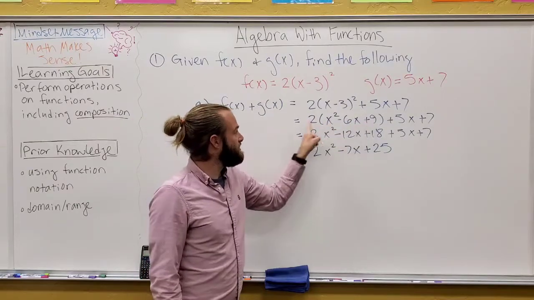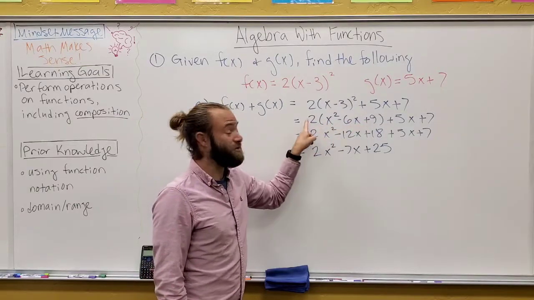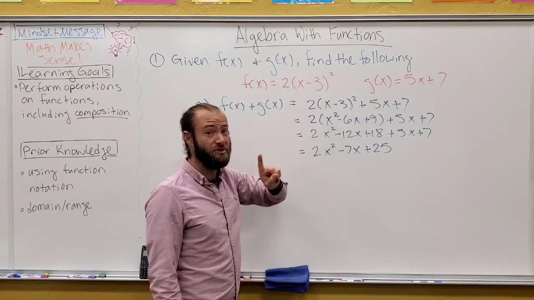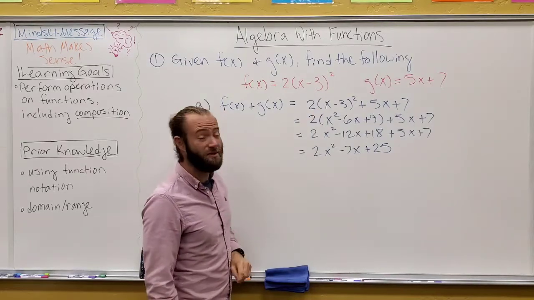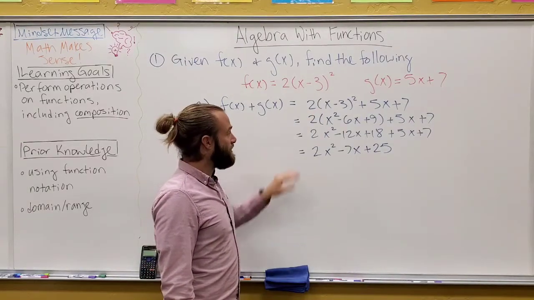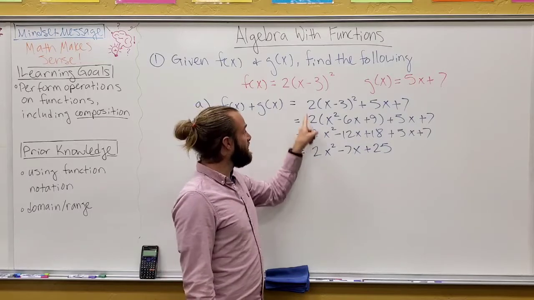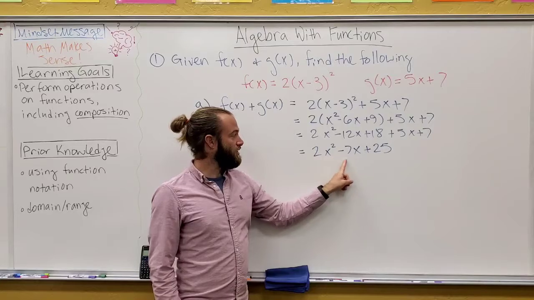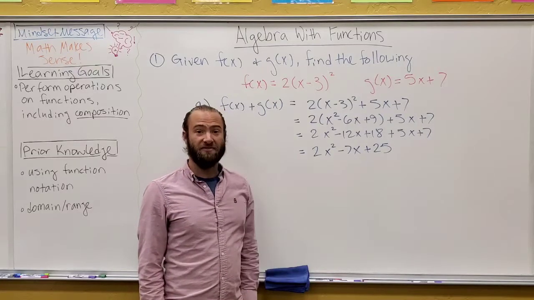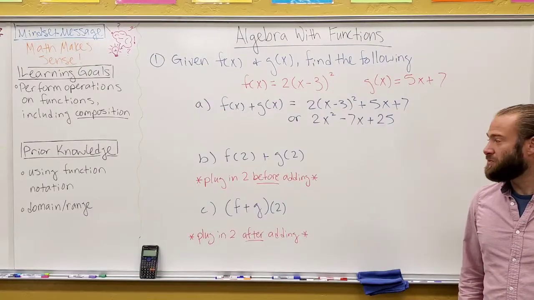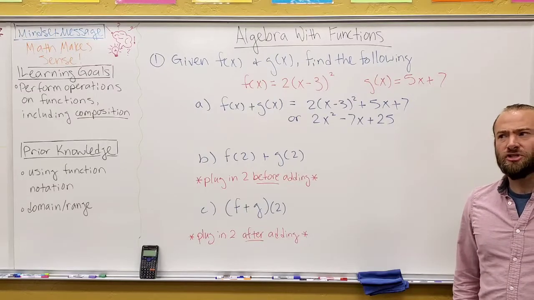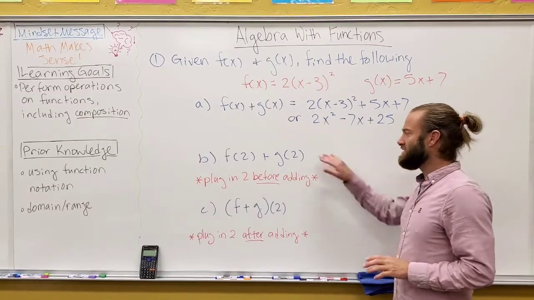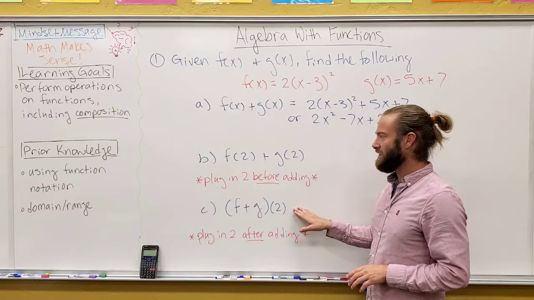We expanded this, and distribute the 2 in afterwards. Remember, you cannot distribute the 2 first. A couple of those things that people sometimes make mistakes on. And then we combine like terms. So in the end, in normal form, f of x plus g of x is 2x squared minus 7x plus 25. So the next two pieces here, I put these here just purely for notation, because you might see this and you might see this sometimes.